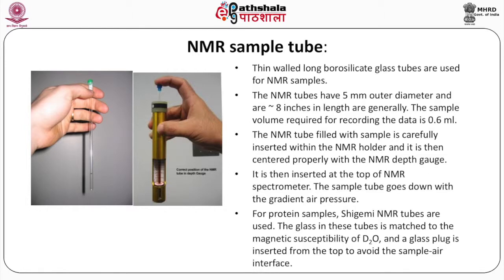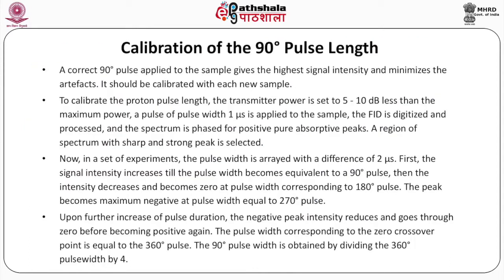For protein samples, Shigemi NMR tubes are used. The glass in these tubes is matched to the magnetic susceptibility of D2O, and a glass plug is inserted from the top to avoid the sample air interface, and in our lab we usually use the Shigemi NMR tubes. Now, the pulse has to be applied to the sample, and we have to calibrate a 90-degree pulse length. A correct 90-degree pulse applied to the sample gives the highest signal intensity and minimizes the artifacts. It should be calibrated with each new sample.